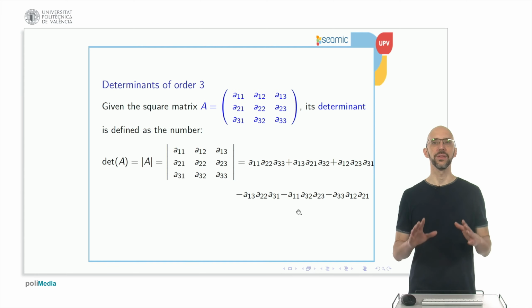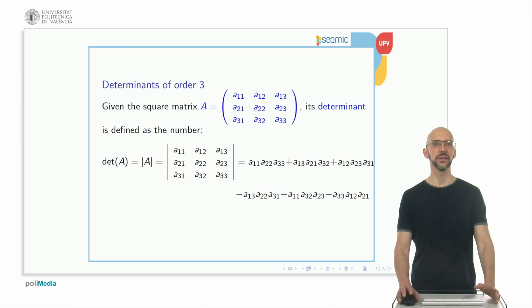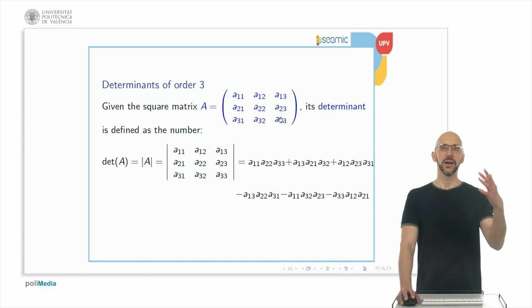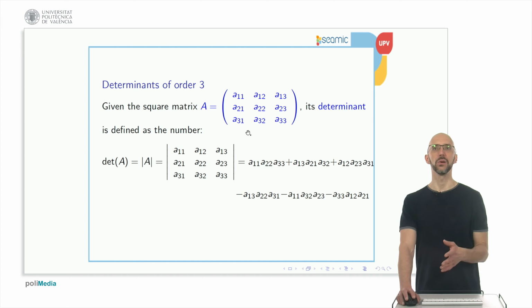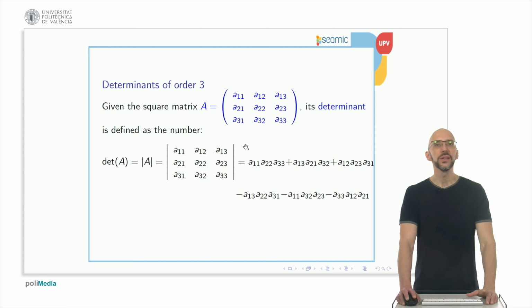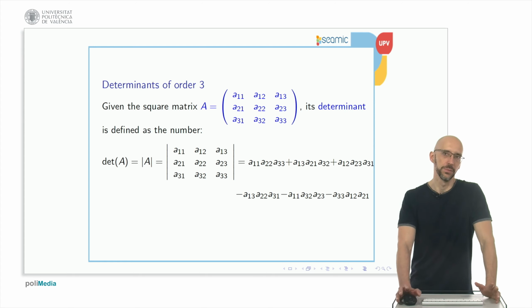What happens with determinants of order 3? We normally apply something that is called Sarrus rule. A determinant of order 3 has 3 rows, 3 columns, and we need to assign a number. The definition is a nightmare, as you can see. Are you going to remember that you need to multiply these coefficients? No, for sure. It's almost impossible.